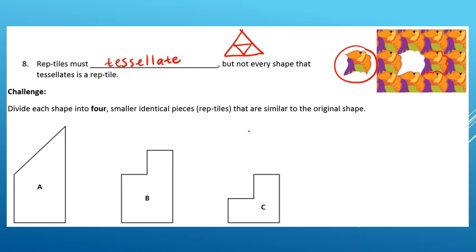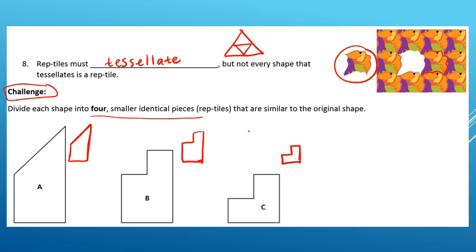So the last thing that's here is a challenge. If you'd like to try it, you're going to try to divide each shape, A, B, and C, into 4 smaller identical pieces or rep-tiles that are similar to the original shape. For example, on A, you're trying to find a way to fit 4 same-size copies of this type of shape, which is similar to the larger shape of A, within that larger shape. Same thing with B, trying to find 4 copies of this smaller shape that can fit within B. And finally C, again looking for 4 of these smaller shapes to fit within the larger shape of C.